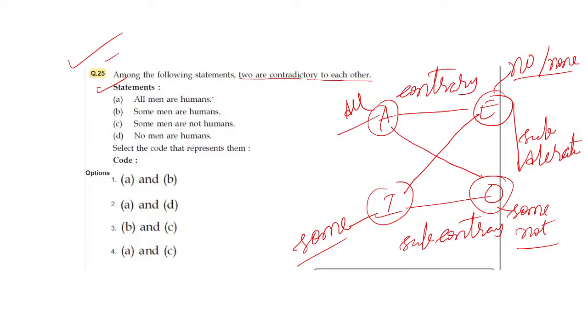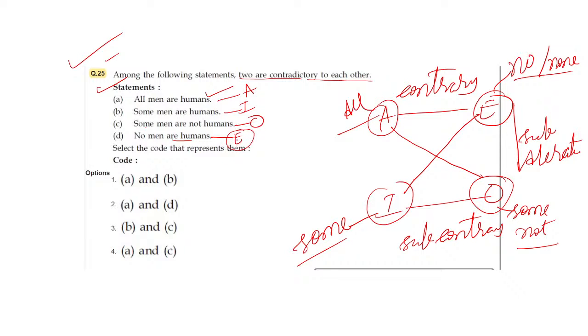Here, all men are humans. Okay, this is an A type statement. Some men are humans. It is an I type statement. Some men are not humans. That is what? O type. No men are human. This is E type.